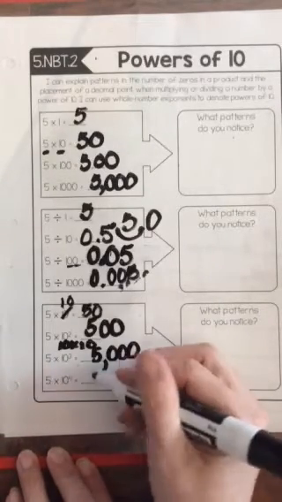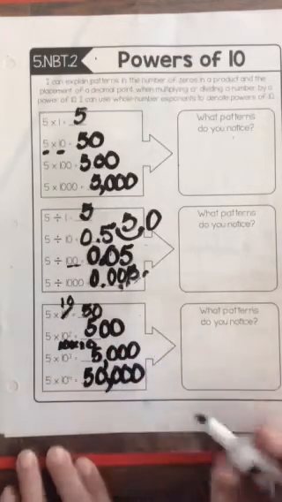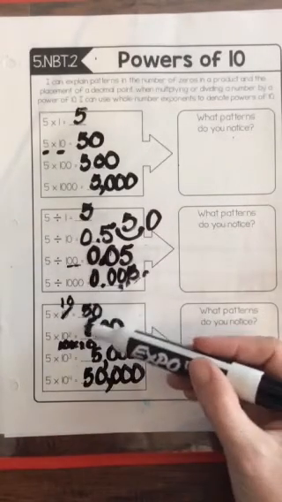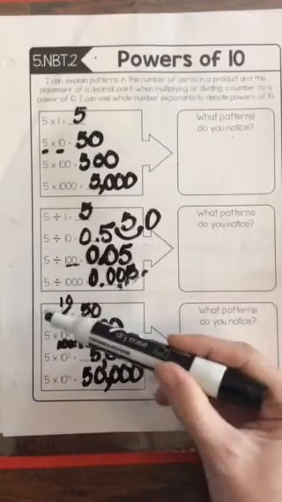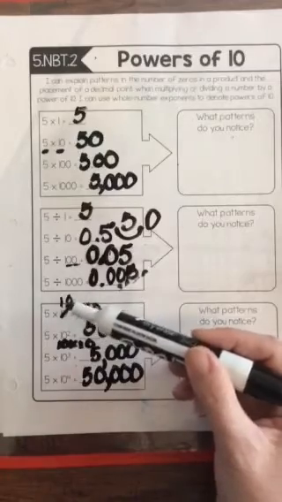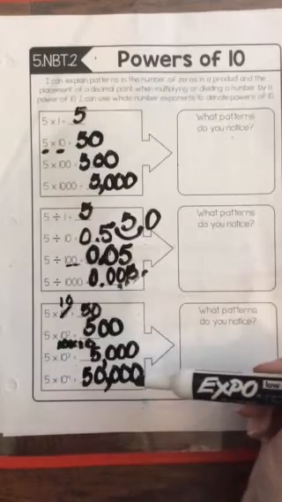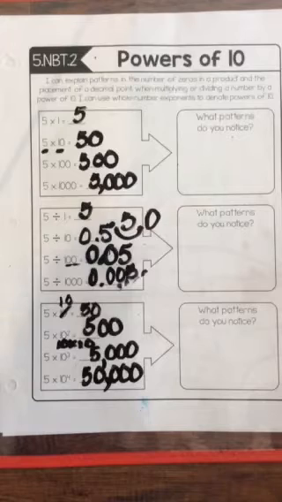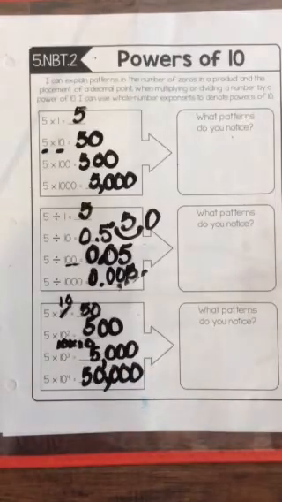5 times 10 to the fourth power would be 50,000. A pattern I'm hoping you're noticing here is that our exponent is actually telling us how many zeros to add. We started with the whole number 5, and we needed to add 1 zero. Then we needed to add 2 zeros, 3 zeros, and 4 zeros. So I like working with bases of 10, powers of 10, because they make it a little bit easier. There's not as much math involved as far as adding zeros and just knowing about your place values.